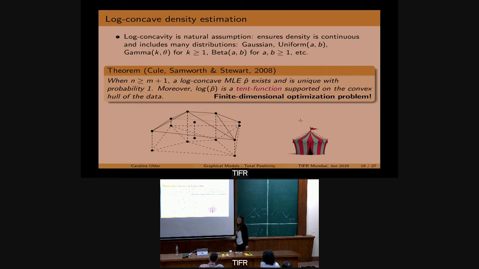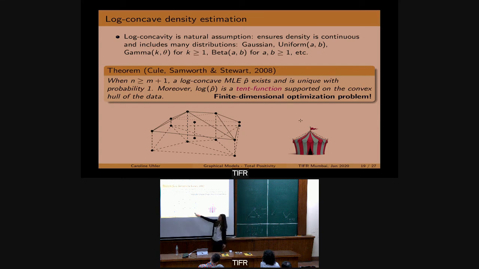Now, why does log concavity give you something really nice? Well, Kuehl, Samworth, and Stewart showed something. Maximum likelihood estimation in the non-parametric setting is an infinite dimensional optimization problem, right? I'm optimizing over all these density functions. What did they show? First of all, that if you have as many samples as 1 plus the number of variables, the MLE actually exists.